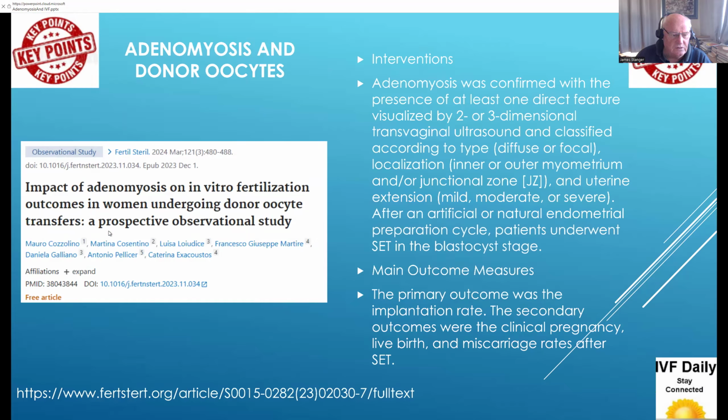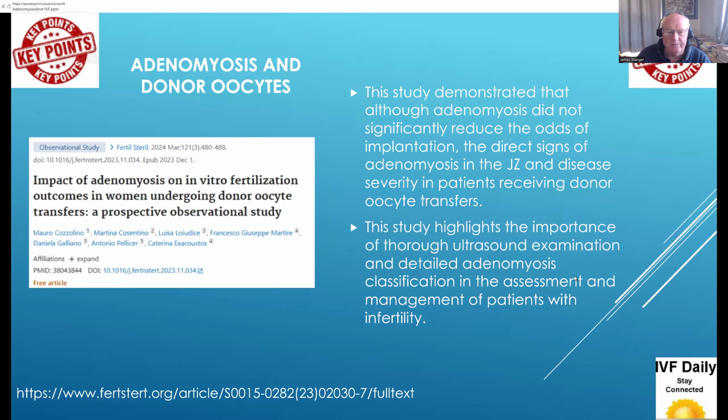But coming back to the study which is the focus of this video, the adenomyosis was confirmed with the presence of at least one direct feature visualized by 2 or 3-dimensional transvaginal ultrasound, classified according to type, diffuse or focal, localized in the inner or outer myometrium and/or the junctional zone, and the uterine extension, mild, moderate or severe. After an artificial or natural endometrial preparation cycle, patients underwent a standard single embryo transfer, and the main outcome was the implantation rate. I've already gone through the data, but I'm reiterating that this study demonstrated that although adenomyosis did not significantly reduce the odds of implantation, direct signs of adenomyosis in the junctional zone and the disease severity in patients receiving donor oocytes were important.